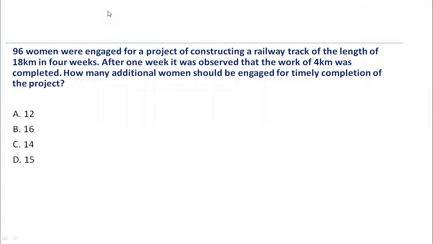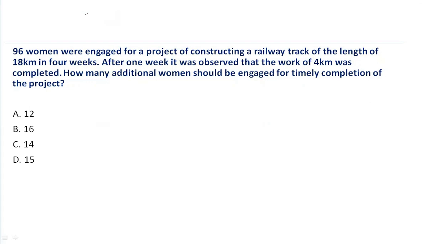96 women were engaged for a project of constructing a railway track of length 18 kilometers in 4 weeks. After 1 week, it was observed that work of 4 kilometers was completed. How many additional women should be engaged for timely completion of the project? Okay, so this is nothing but basic concept of time and work.